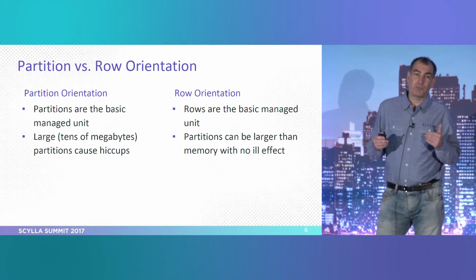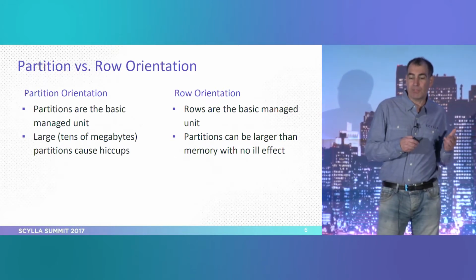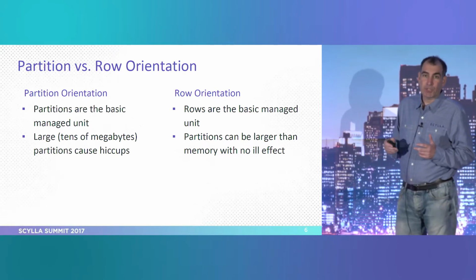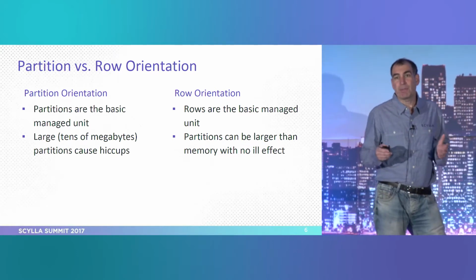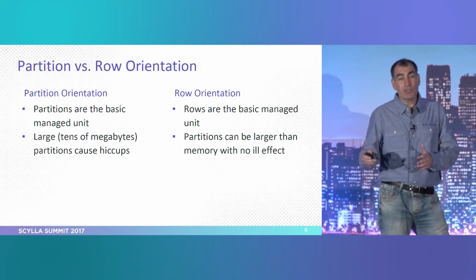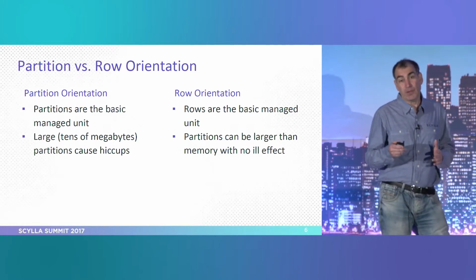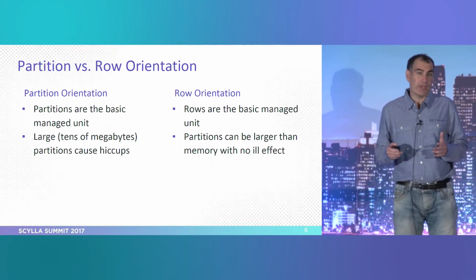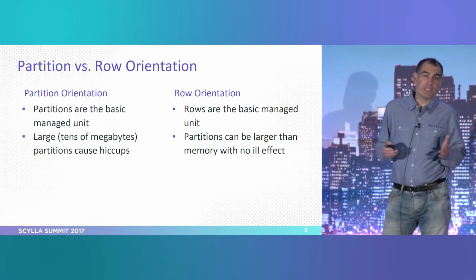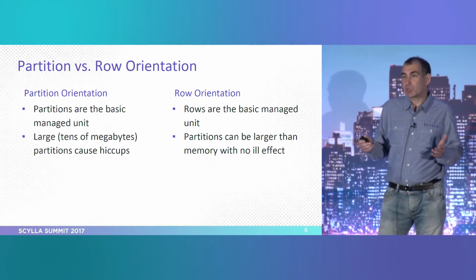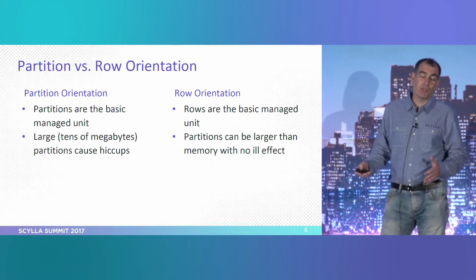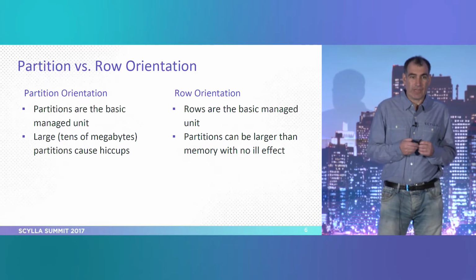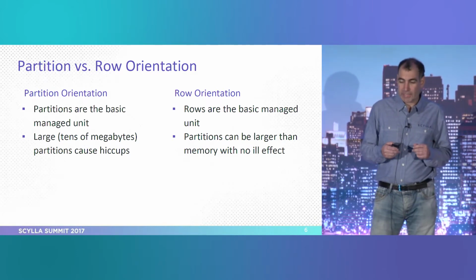And what we've been doing is looking at changing Scylla from being partition-oriented towards being row-oriented. In partition orientation, a partition is a basic managed unit. When you access something, you read the entire partition into memory, and then you slice it up to look for the rows you're interested in, and you return those. And of course, if everything is partition-oriented, then when you have a large partition, you get hiccups. You need to load a large amount of data into memory and then access it, and that causes large delays.